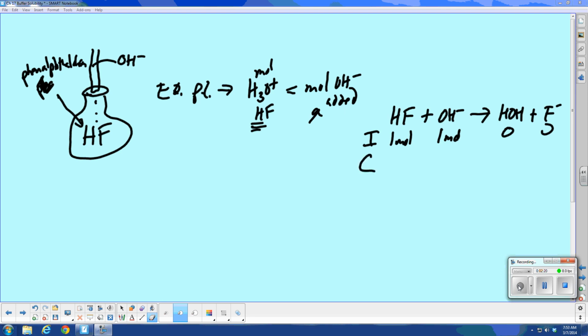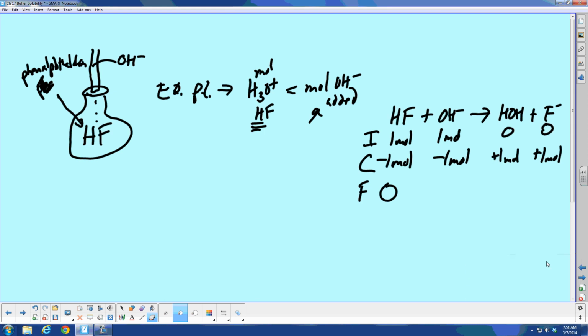What's my change going to be? Well, this is going to be a minus 1 mole. All that hydroxide will react. All of this HF will react. What do I make? I make a mole of water, and I make 1 mole of F minus. And at the end, or final, I have 0 HF left. I have 0 hydroxide left. We don't care about the water, but I do have 1 mole of F minus left.